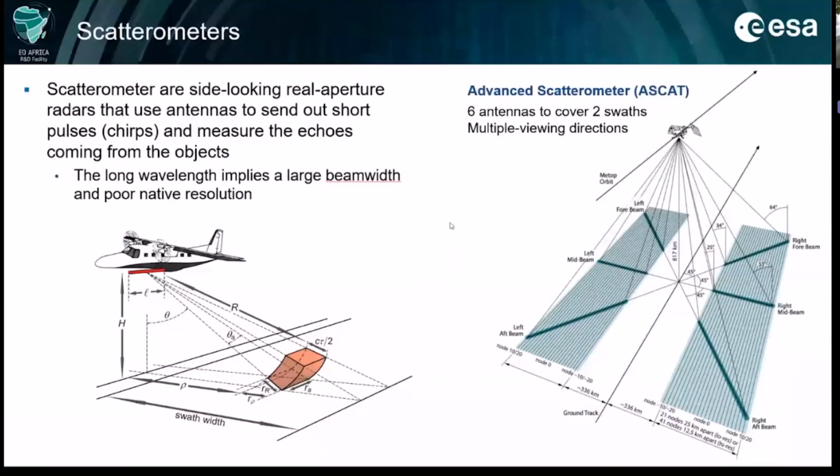Scatterometers are side-looking real aperture radars that use antennas to send out short pulses, or so-called chirps. It's illustrated here. Imagine you have an antenna installed on an aircraft. These antennas send out short pulses, and because the pulse is very short, we achieve a certain ranging resolution in the range direction. In the direction of propagation of the aircraft or the satellite, we achieve a good spatial resolution by having a long antenna and then a shorter beam width.